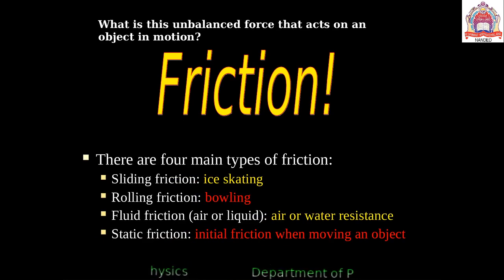What is the unbalanced force that acts on an object in motion? That is friction. There are four main types of friction: sliding friction, rolling friction, fluid friction, which may be air or liquid, and static friction. For sliding friction, an example is ice skating. Rolling friction: when the bowler bowls the ball, rolling friction is there. Fluid friction: air or water resistance, hydraulic pumps. Static friction is the initial friction when moving objects.